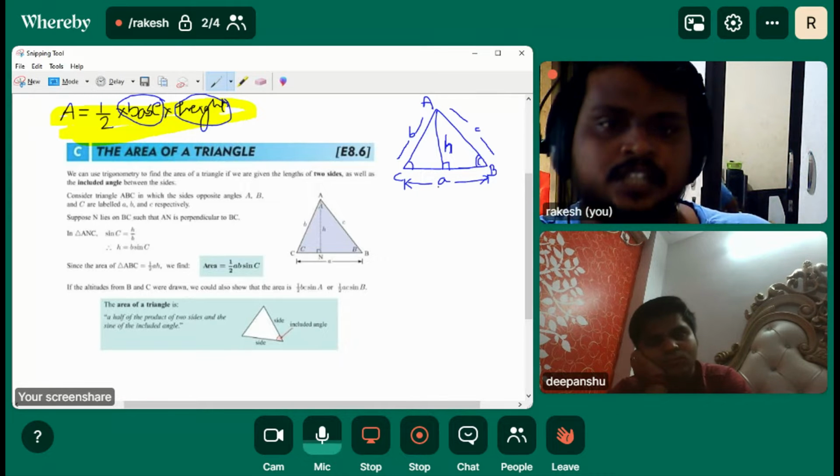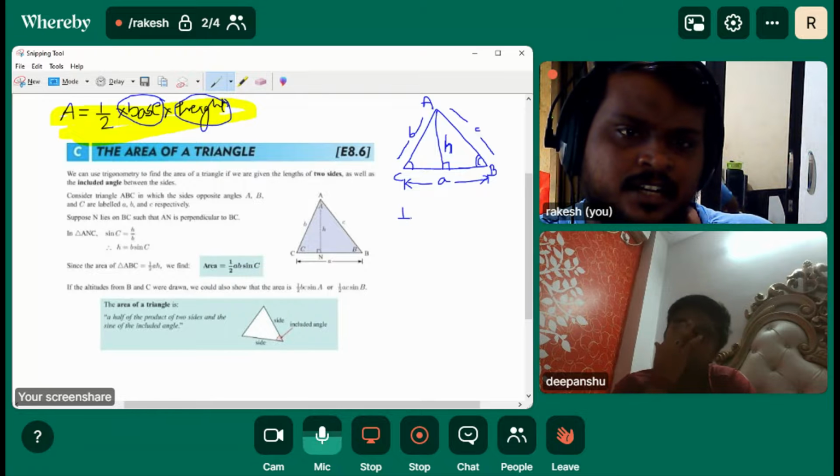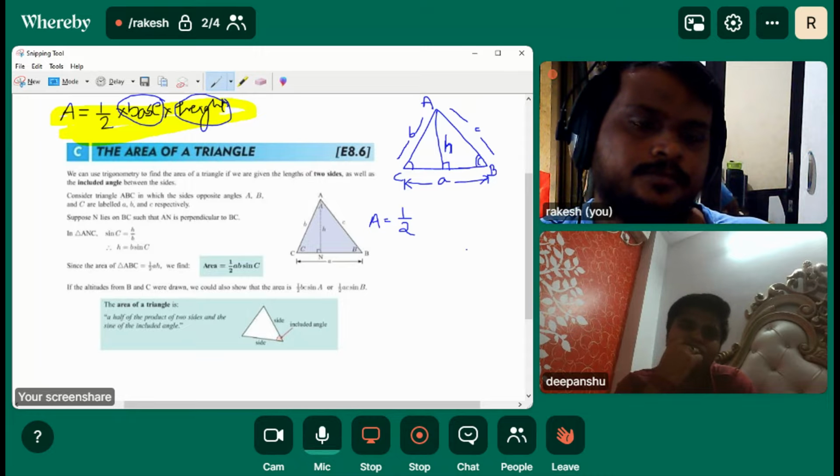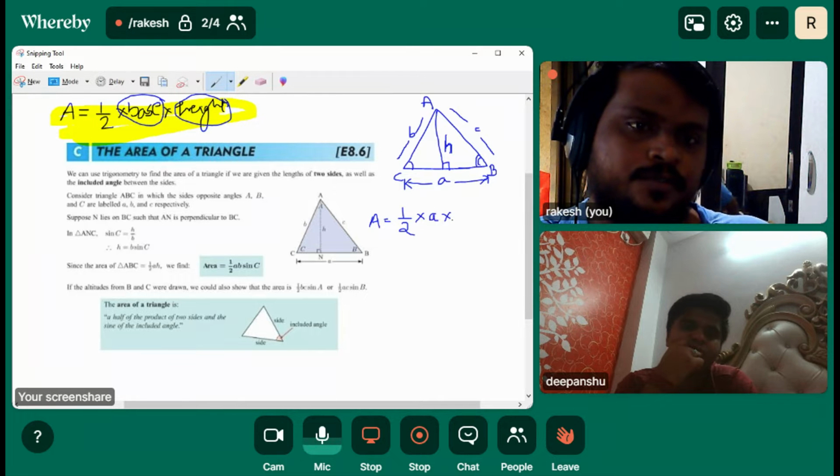ठीक है, अच्छा, अभी इसका एरिया कितना हो जाएगा ट्रायंगल का? इफ वी आर गिवन बेस एंड करस्पॉन्डिंग हाइट, व्हाट वुड बी द एरिया ऑफ दिस ट्रायंगल? 1/2 इंटू ए इंटू एच.